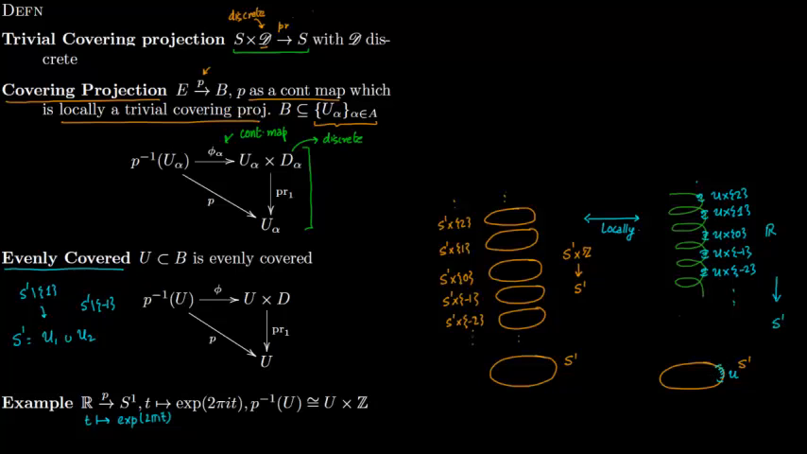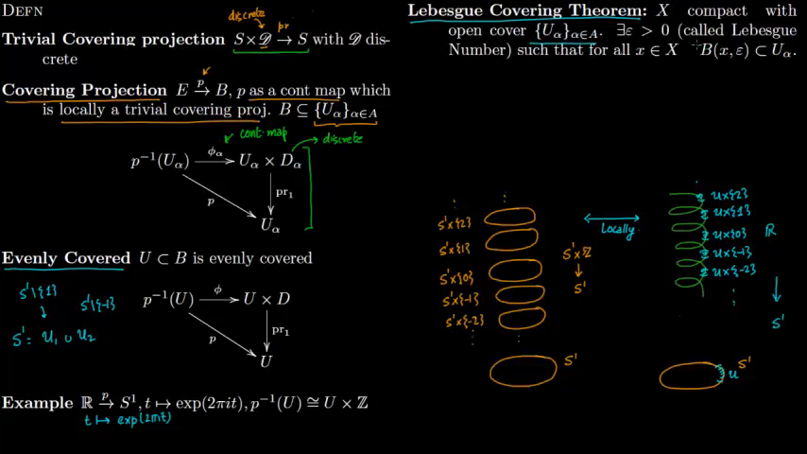Now we want to talk about the Lebesgue covering theorem. Say X is some compact space and it has an open cover. Then there exists an epsilon greater than 0, and this epsilon we will call a Lebesgue number, such that for every x in this big space X, the ball around the point x is contained in some cover set U alpha. Let me just draw this. Say you have the space X, and this space is covered by some cover. So this is, say, the cover of the space.